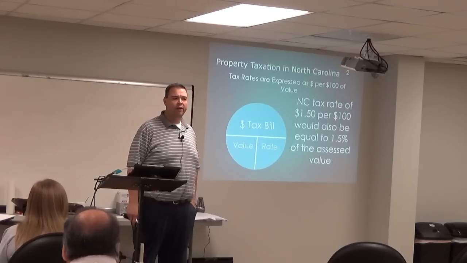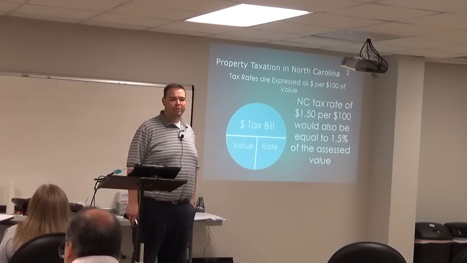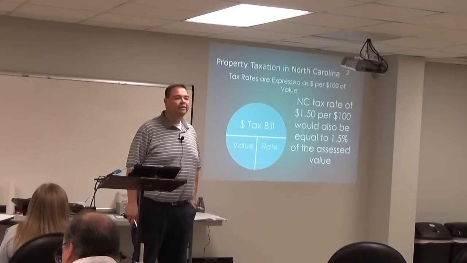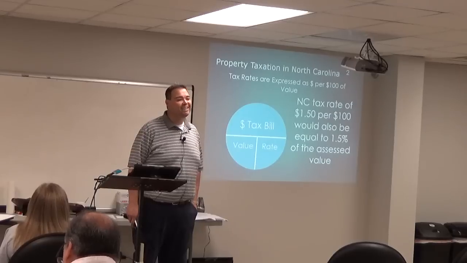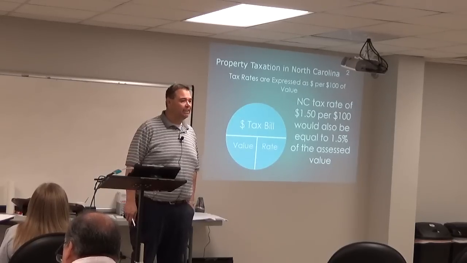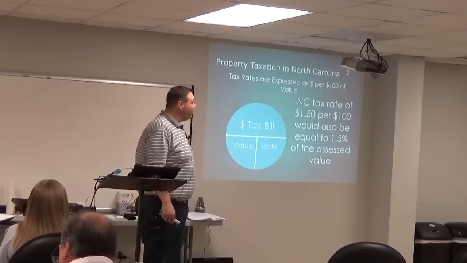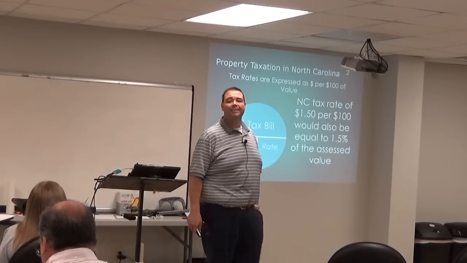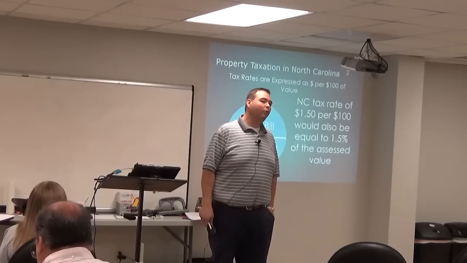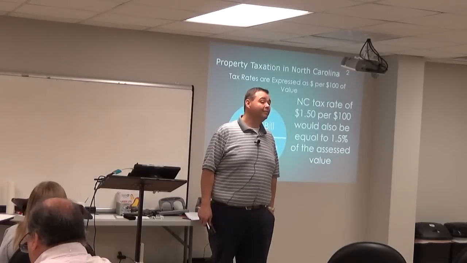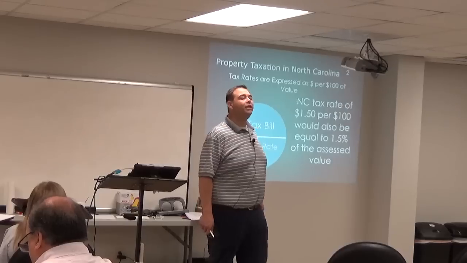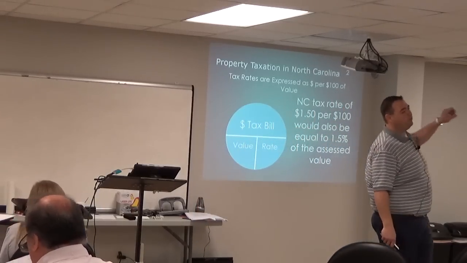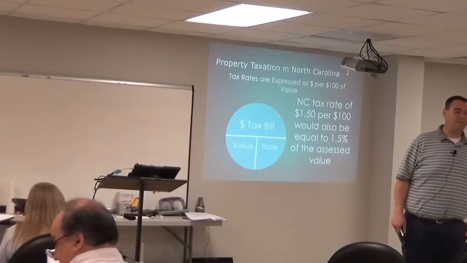How many cents are on a dollar, folks? 100. So per 100 is just another way of saying per what? Per dollar? Per cent. They're exactly the same thing. So a property tax rate of $1.50 per 100 is the exact same thing as 1.50 what? Percent. You don't need to make any conversions. You don't need to change anything. You just take that North Carolina tax rate and you use the percent button on your calculator.